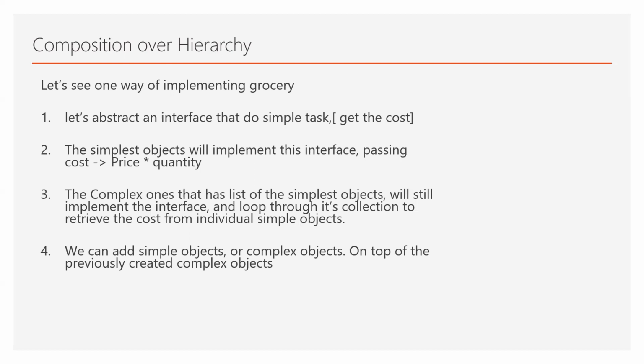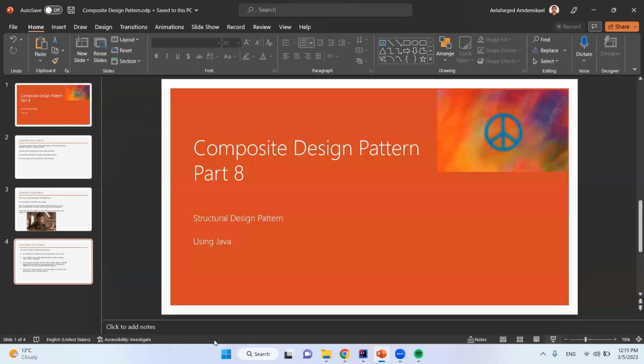But in the complex one, we will be looping through the collection to retrieve all the costs from the individual simple objects, and we can either take the sum or do other calculations on it. And the last part is that we can add simple objects or complex objects. Within this complex object, we can add individually, or we can pass the simple or complex objects or a collection of objects in the constructor, or we can also remove objects from this complex one. So let's see some examples.